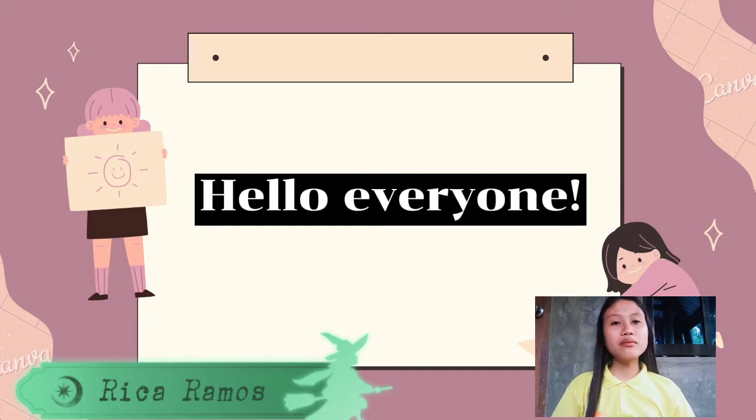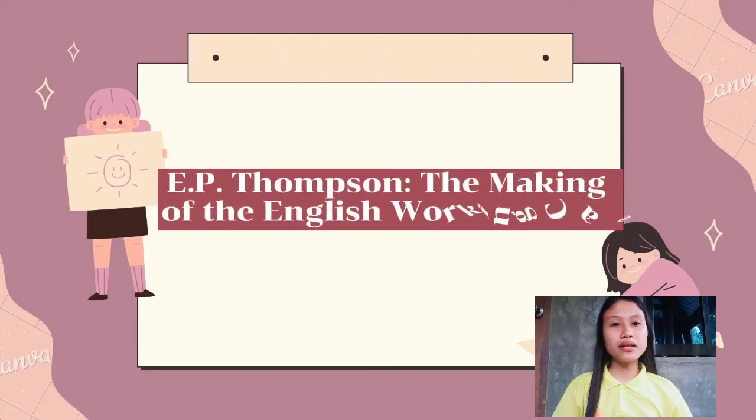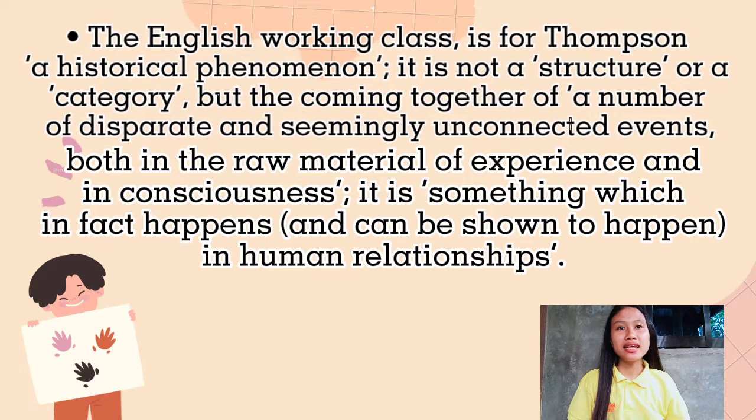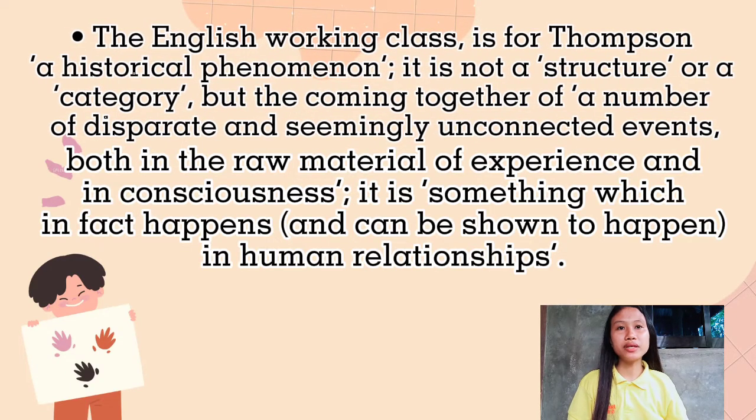The topic that I am going to report is about Edward Palmer Thompson, The Making of the English Working Class. For Thompson, the English working class, like any class, is a historical phenomenon. It is not a structure or category, but the coming together of a number of disparate and seemingly unconnected events, both in the raw material of experience and in consciousness. It is something which in fact happens and can be shown to happen in human relationships.